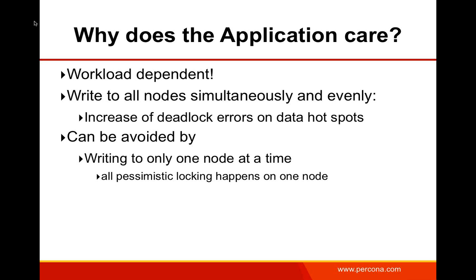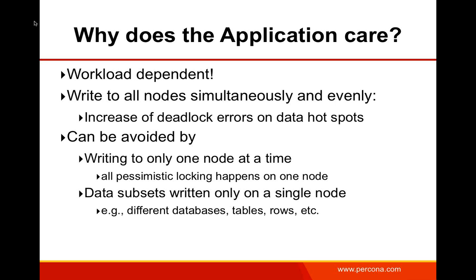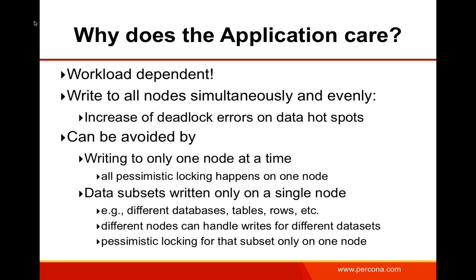So if we didn't want to just isolate our writes to one node, we can divide our data. If our data is logically divided into subsets, we could split those out into separate nodes. For example, if we had different databases that didn't interact with each other, tables, rows, et cetera, some kind of logical partitioning across our full data set, then we could basically assign different nodes to handle writes for different data sets if that made sense to do. And then effectively we're just subdividing the data set, but we're still isolating the pessimistic locking for that subset to a specific node, and they just might be different nodes. So that's something to be aware of.